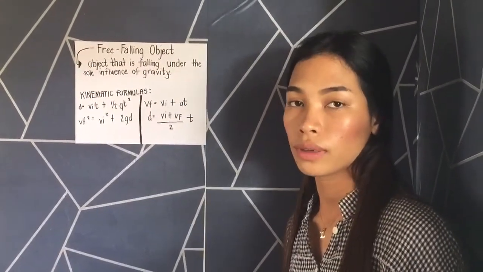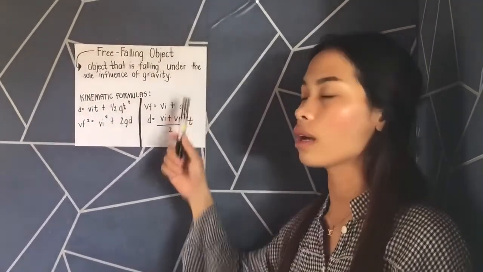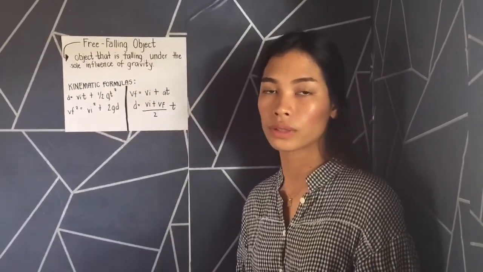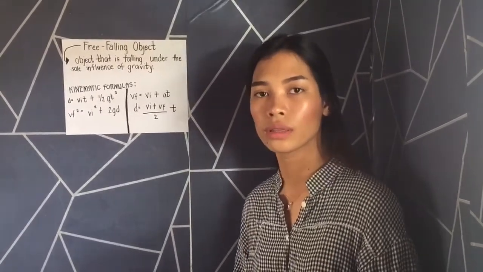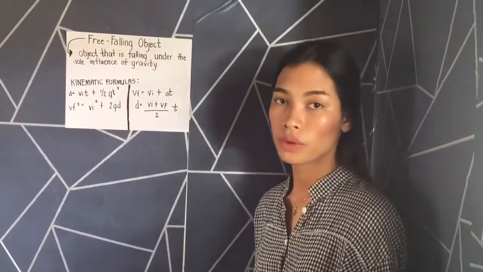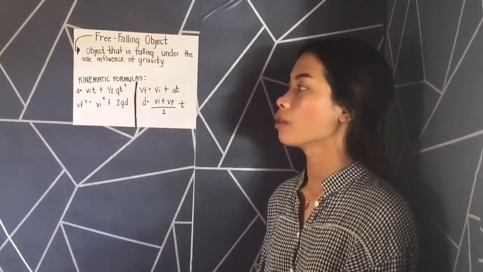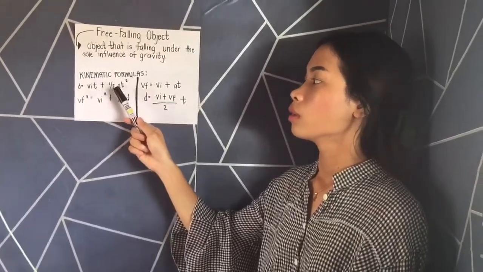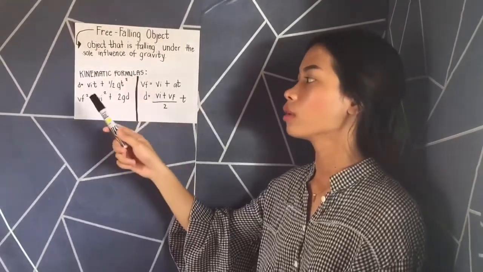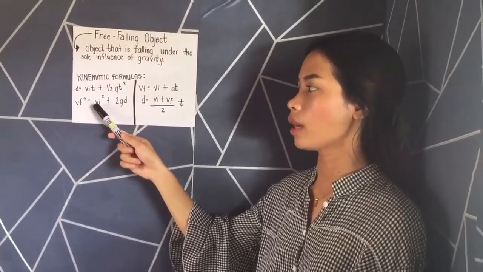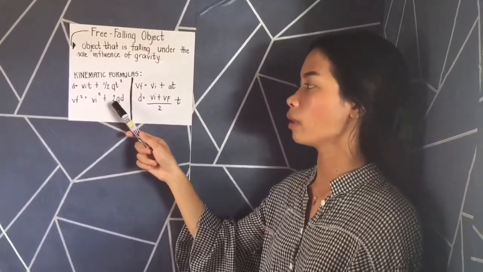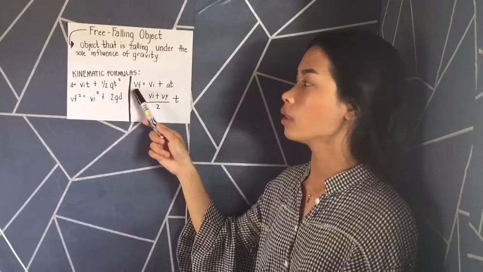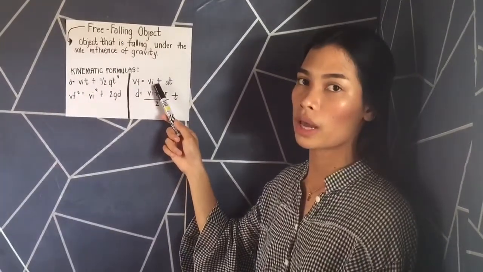We know that a free-falling object is any object that is falling under the sole influence of gravity. An object that is falling under the sole influence of gravity will have an acceleration of 9.8 meters per second squared. There are formulas associated with this topic. These are: d equals v initial times time plus 1/2 acceleration times time squared. Second is v final squared equals v initial squared plus 2 multiplied by acceleration multiplied by the displacement. Next is v final equals v initial plus a multiplied by the time.